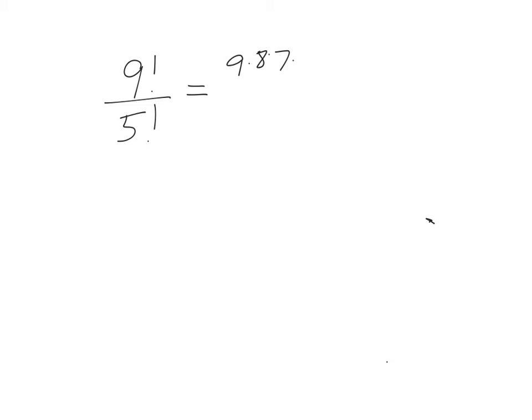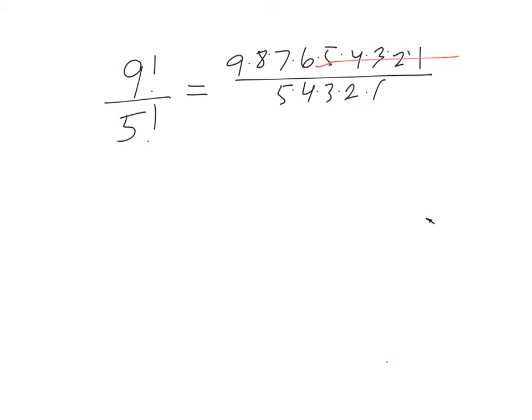6 times 5 times 4 times 3 times 2 times 1 over 5 times 4 times 3 times 2 times 1. And a bunch cancels, the same way. So everything from 5 onwards cancels. Now you could do that. Once you kind of get the hang of it, you could do it without having to write all that down.